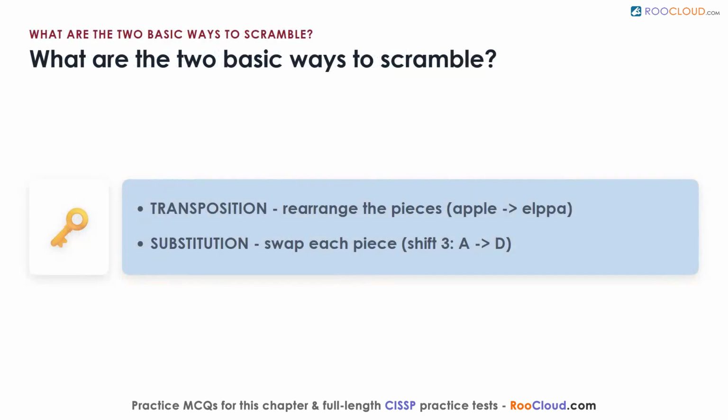What are the two basic ways to scramble a message? There are two fundamental moves. The first is transposition, which rearranges the pieces you already have without changing them. Take a word and reverse its letters, and apple becomes elper. The second is substitution, which swaps each piece for a different one. The classic example shifts every letter a fixed number of places down the alphabet. So with a shift of 3, A becomes D. Picture a deck of cards. Transposition shuffles the order, while substitution replaces each card with a different one.